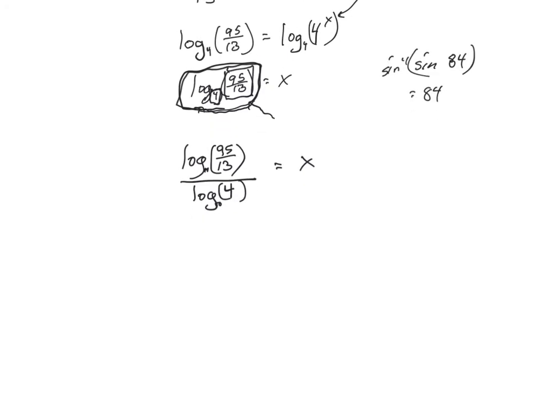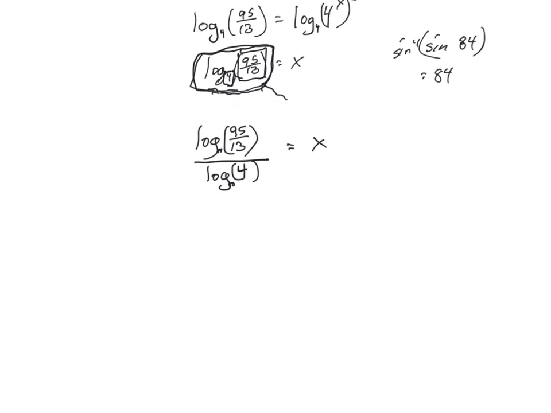All right, so my calculator is not very good, so I just did the log of 95 over 13 equals, and I took the log of that, divided by the log of 4, equals, and I got 1.43478 approximately equals x.